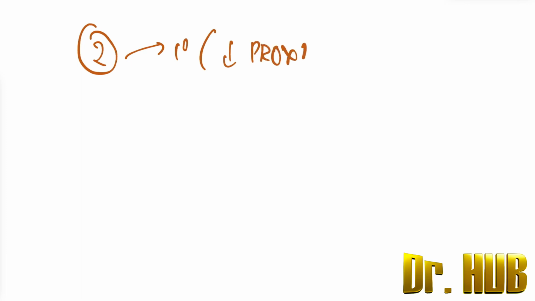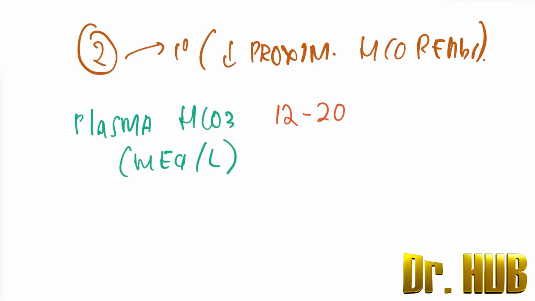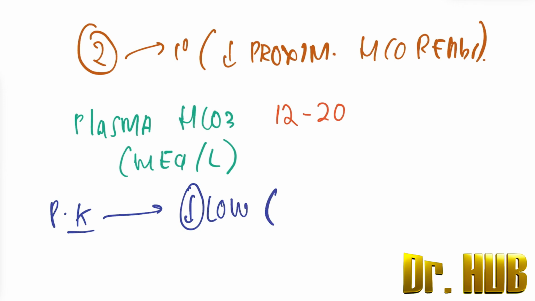Next we move on to type 2. In type 2 we are going to look at similar features. What is the primary defect in type 2 RTA? The primary defect is a reduction in proximal HCO3 reabsorption. What is the plasma HCO3 here? In milliequivalents per liter, it will be 12 to 20, whereas in type 1 it was less than 15. What about the plasma potassium? It was low in type 1 and here also it is low, and it decreases further with alkalization.